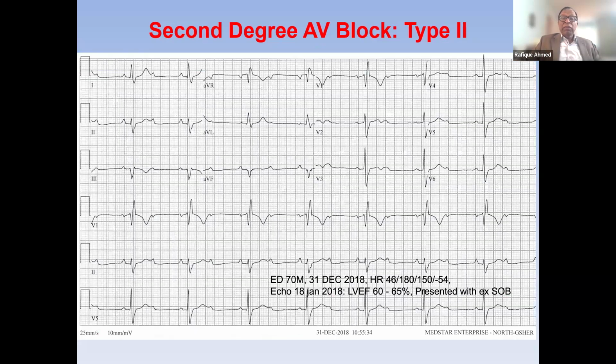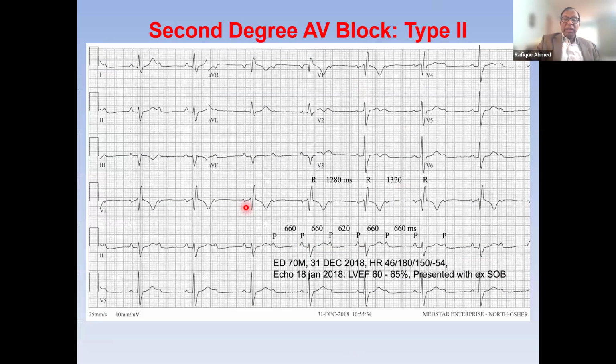Now, how about this one? So this ECG, suddenly, if I look at it, it may look like sinus bradycardia, but you can clearly see that there is a P wave here, P wave here. And so PR, no conduction, so 2 to 1 AV block. For the sake of everybody understanding, I've marked the P waves. RR interval is 1280, 1320, and the P to P is 660, 620, close to half of 1320. So it's 2 to 1 AV block.